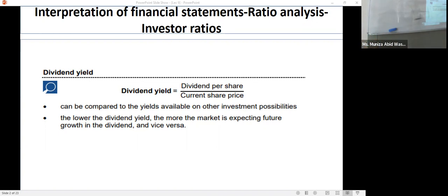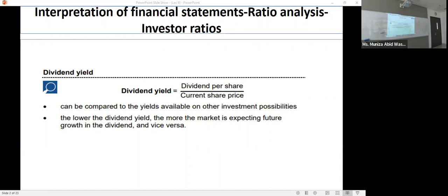The lower the dividend yield, the more the market is expecting future growth in the dividend and vice versa. If, say, for example, the dividend yield is getting lower and lower with the passage of time, it means that the market expectations in regards to the returns are increasing. So they say the lower the dividend yield, the more the market is expecting future growth in the dividend and vice versa.